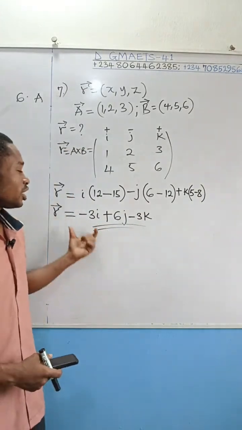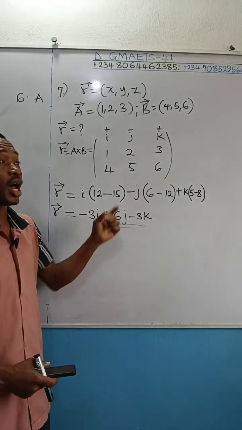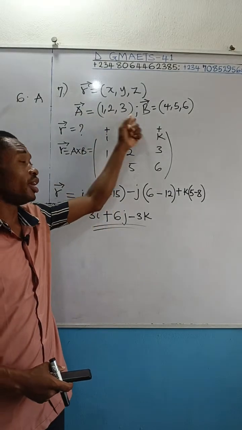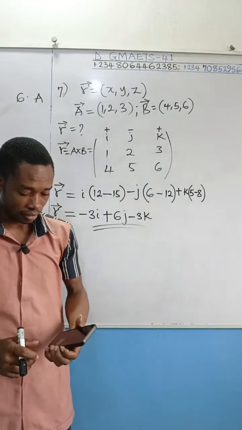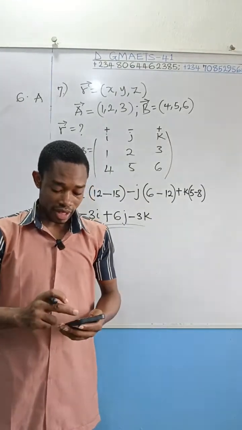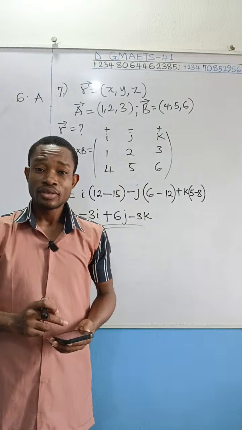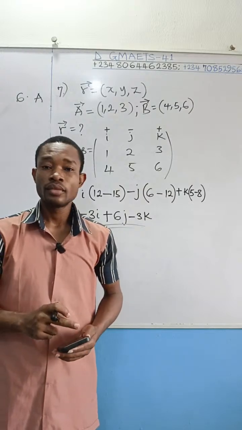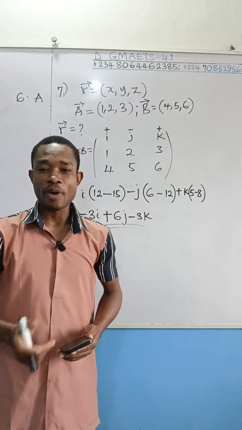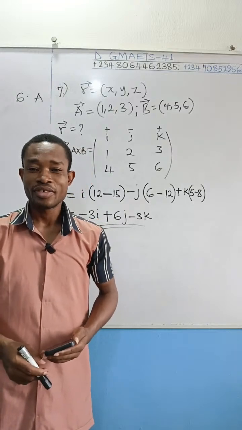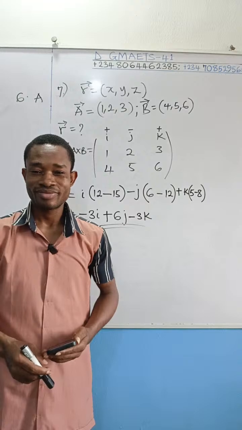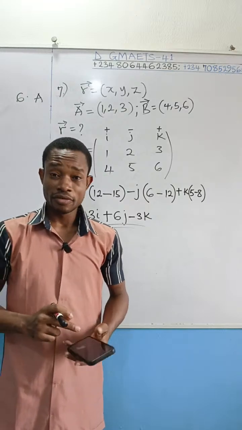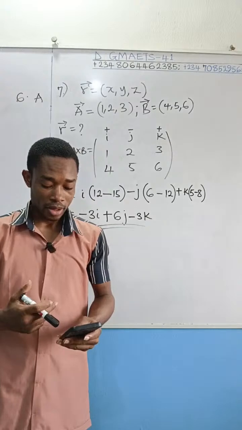This is actually the third vector that is perpendicular to the plane containing A and B. And that is how we solve that question. So we are done with this part of vectors, and I hope you enjoyed this solution.